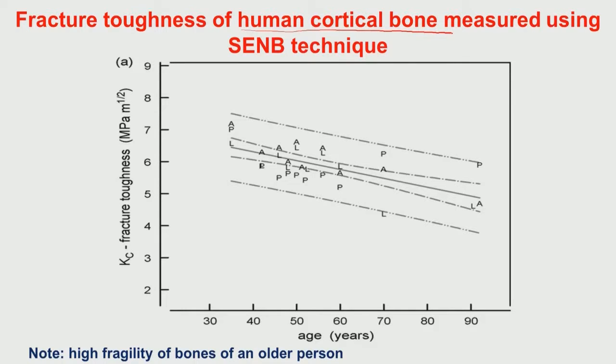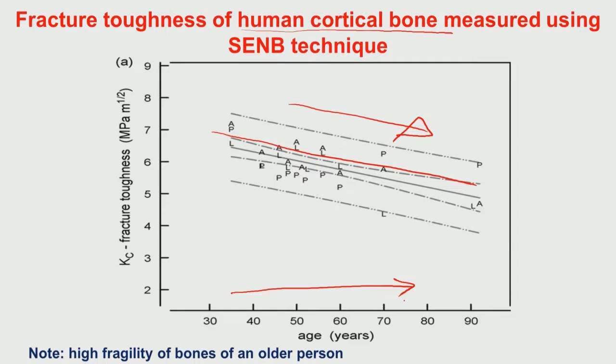So, this particular slide essentially plots the fracture toughness values of the human cortical bone measured using the single edge notch beam technique. And what you notice here is that along the x axis the age of different patients from which these cadaver bones were taken, and then they measured the fracture toughness, are plotted. So, there has been a general trend that the higher the age of a patient, there is a general decrease. So, there is a decrease in the fracture toughness with increase in age.